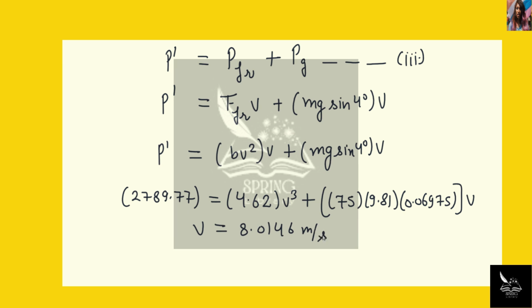8.0146 meter per second, or we can write this as 28.85 kilometer per hour. Therefore, the speed of the cyclist to climb the same hill equals to 8.0146 meter per second or 28.85 kilometer per hour.